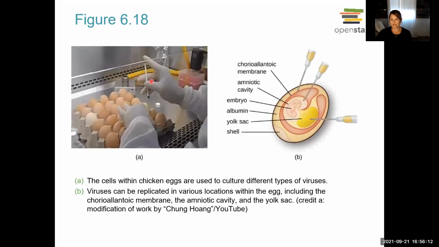Right, so here's an example of a scientist injecting a virus into a chick egg. The cells within chick eggs are used to culture different types of viruses. This just shows you where in the egg you can inject various viruses, so they can be replicated in various locations. There are all these membranes in here, right? It can be in the amniotic cavity. It could be in the chorioallantoic membrane. It could be in the yolk itself. So it just depends on where your virus replicates best, where you'd want to inject that virus into this chick.